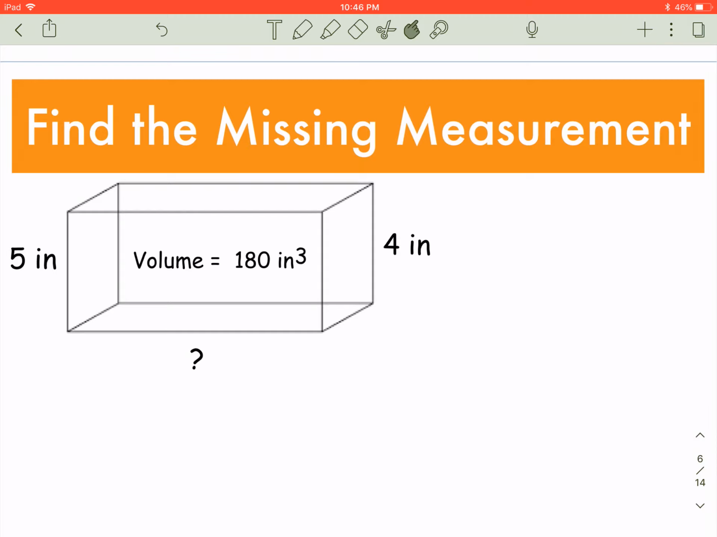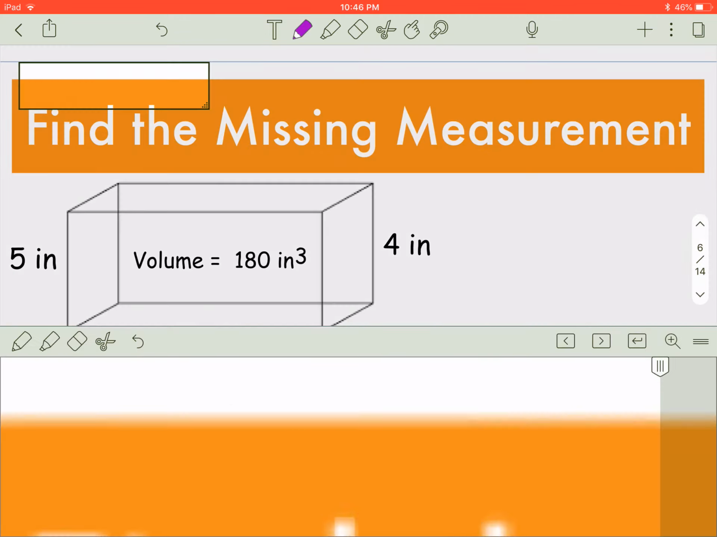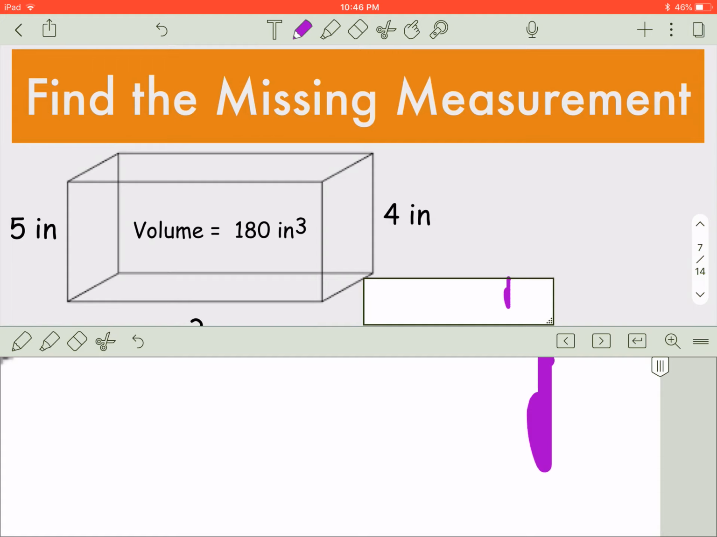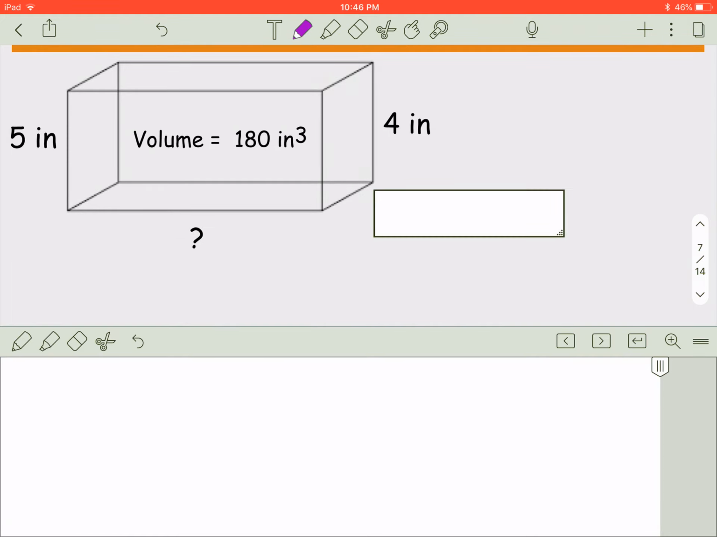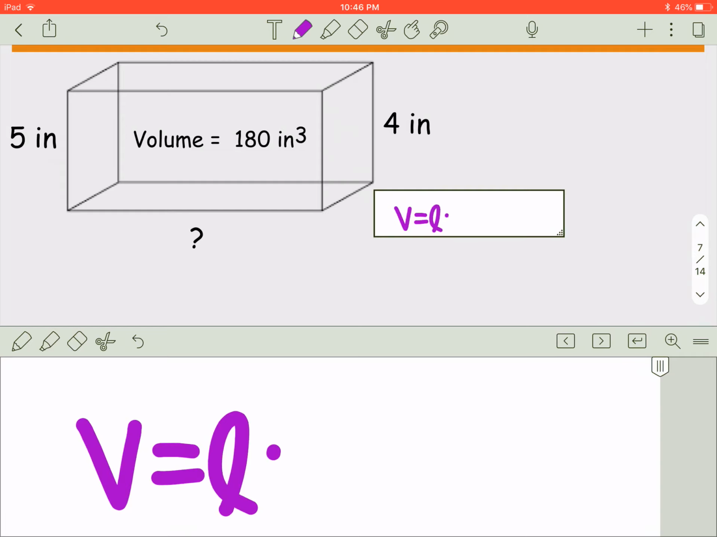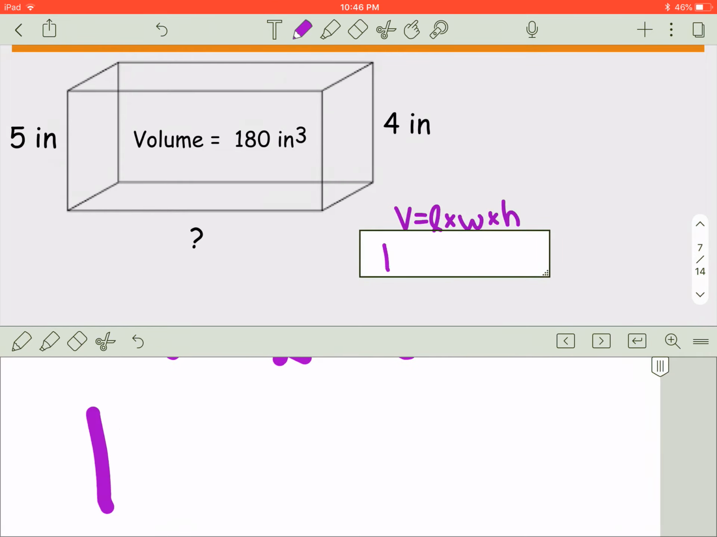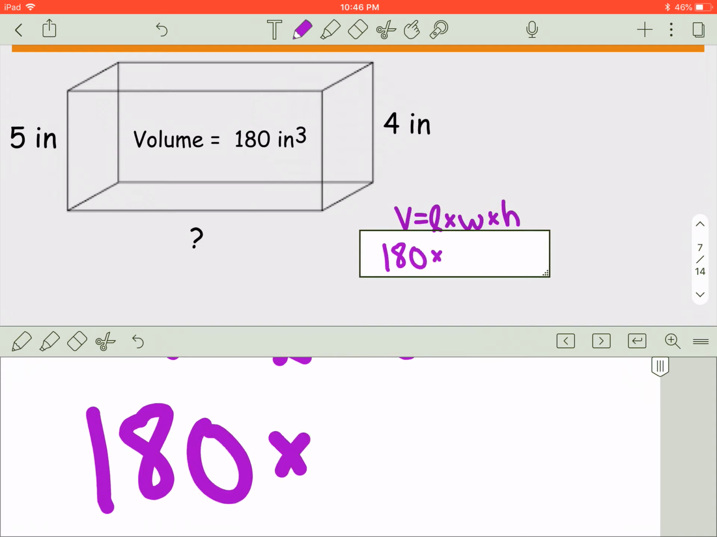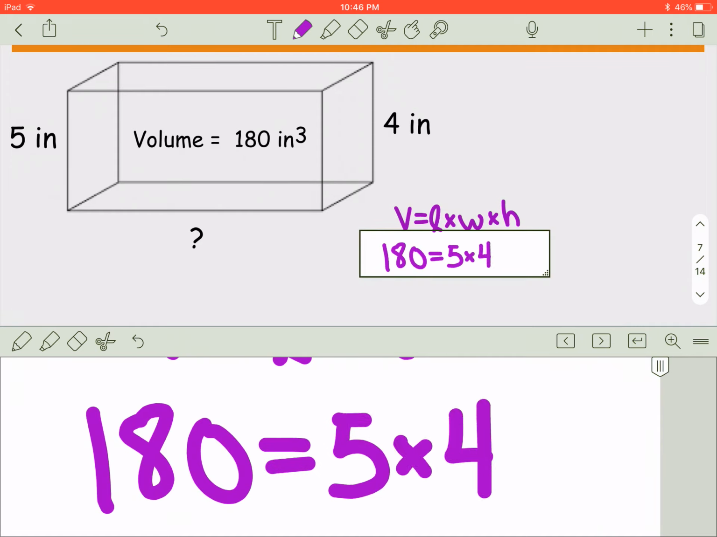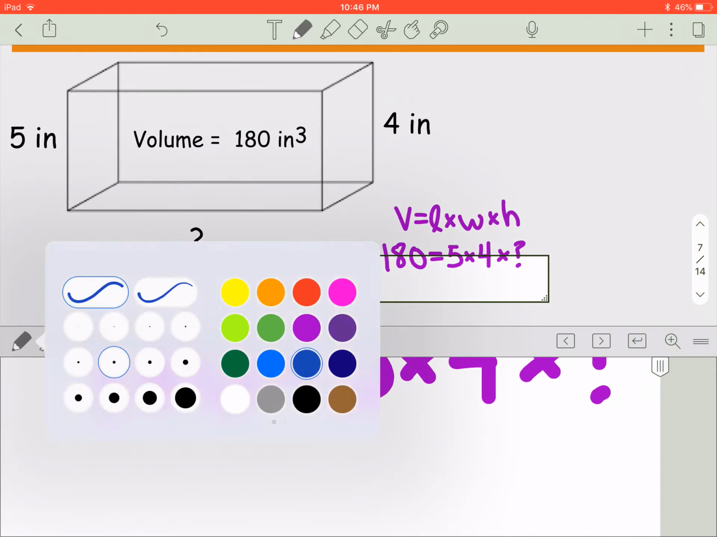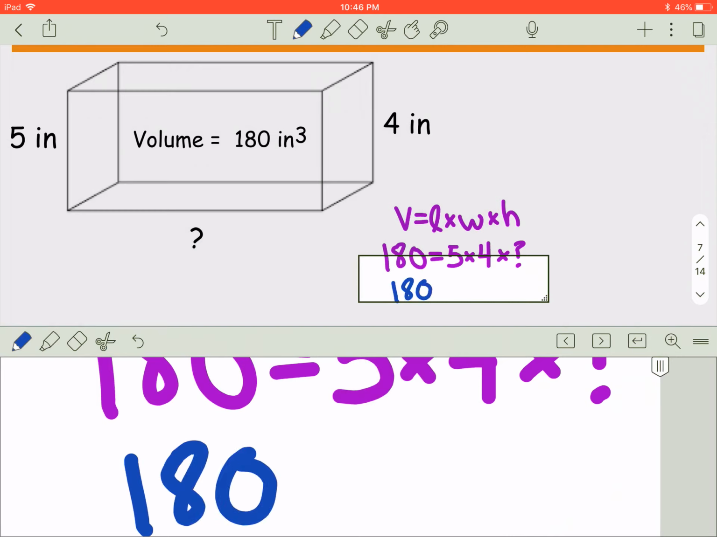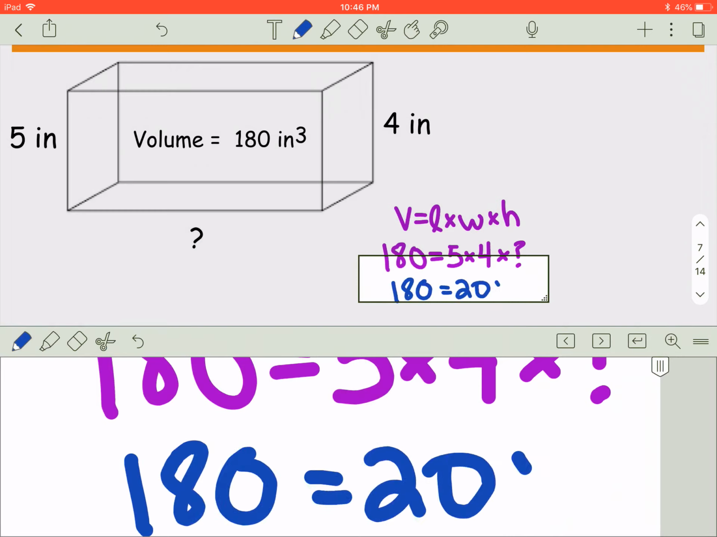All right. Last one. Volume, as always, equals length times width times height. My volume is 180, oh, nope, I lied, 180 equals, because that's my volume, 5 times 4 times some other number. So I multiply the numbers that I can, so I have 180 equals 20 times some number.